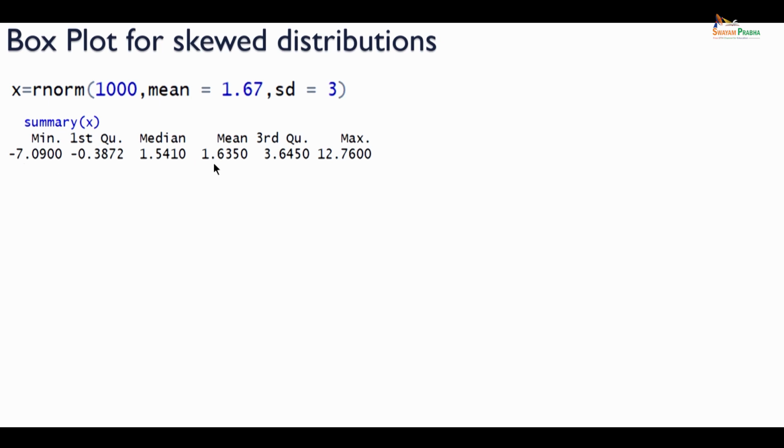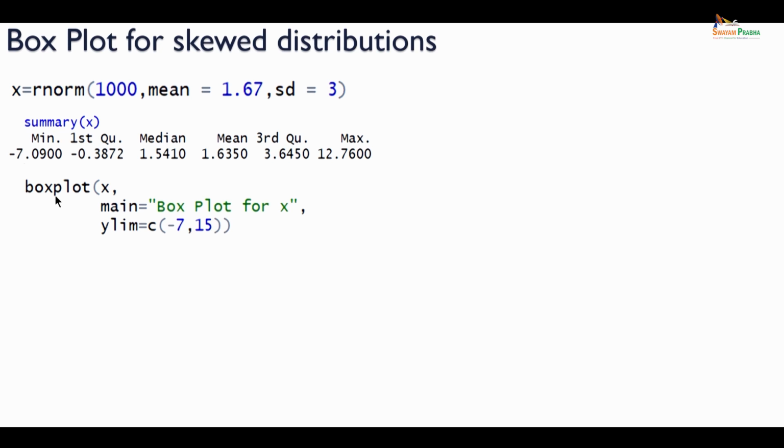Now let us see how a box plot looks for a skewed distribution. For this I am going to generate a set of 1000 random numbers from a population which has a mean of 1.67 and a standard deviation of 3. We have already seen how to generate random numbers from a normal distribution. Once you generate the numbers, if you look at the summary, the median is at 1.54 and the mean is at roughly 1.64. This is the 5 number summary along with the mean that you get. So, the distribution is slightly skewed, but not very skewed.